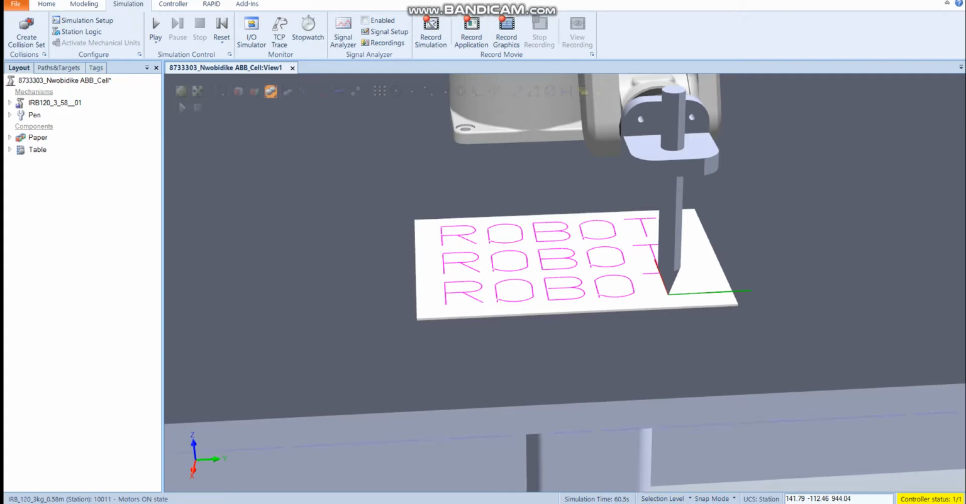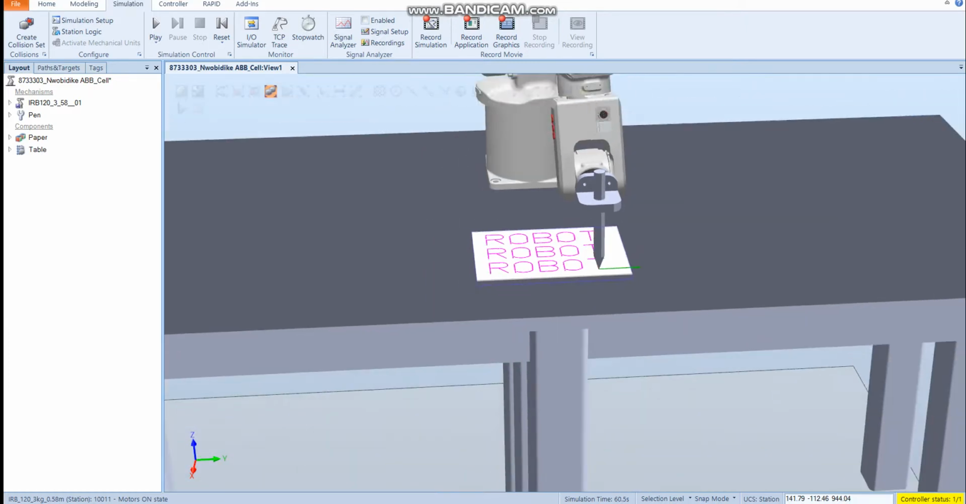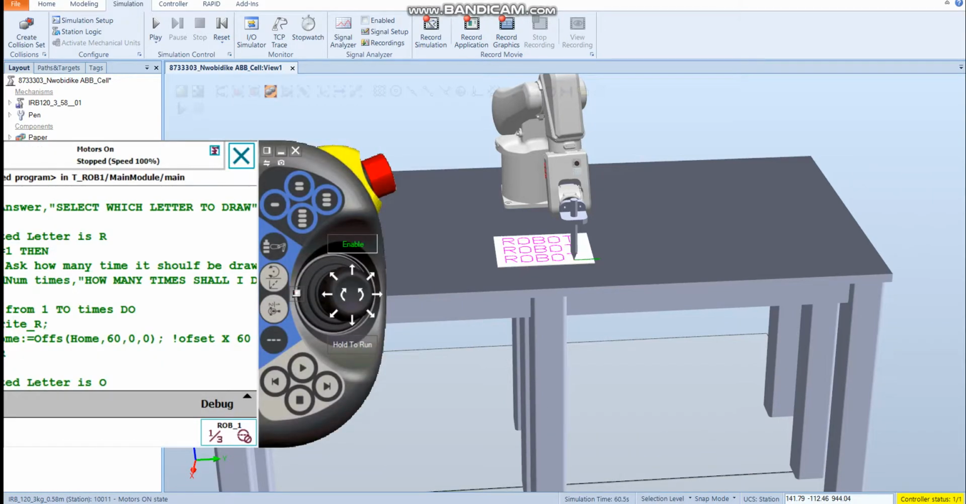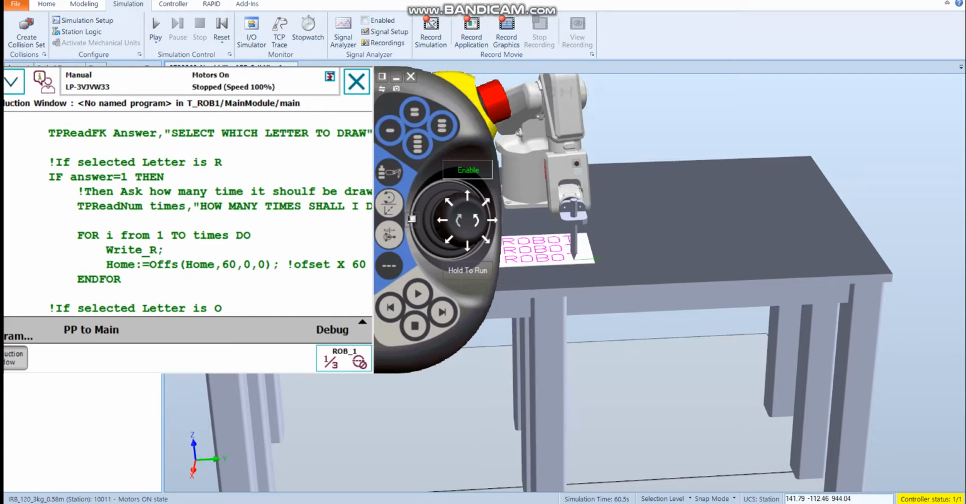Is Obidiki here, and in this video, I will explain how I went about the task solving, which is to write the word robot, as you can see on the screen here, on this piece of paper. And I first of all started by defining a point using the stitch pendant, and jogging it to the position which I want it to be.